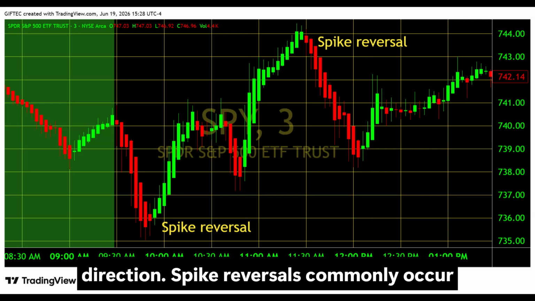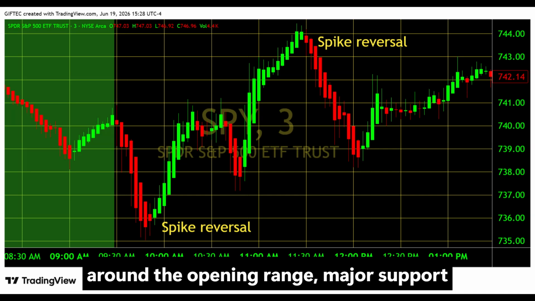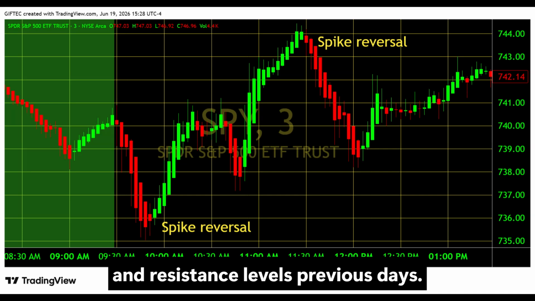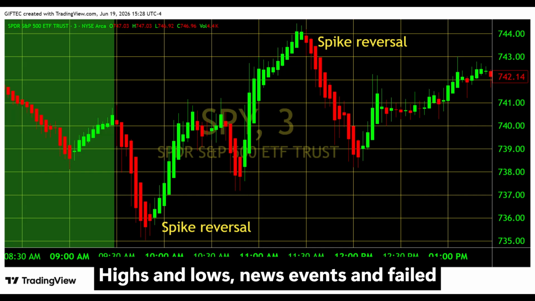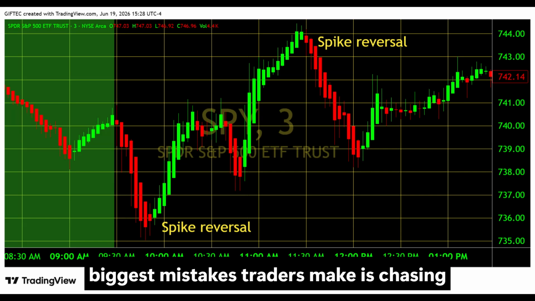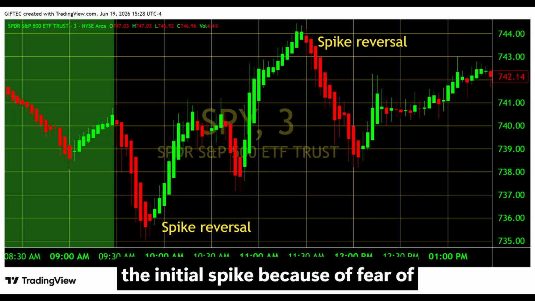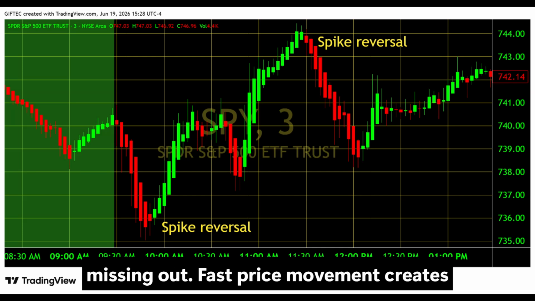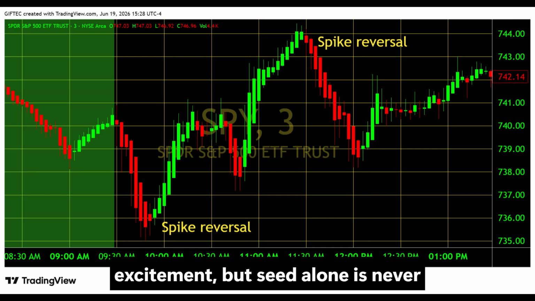Spike reversals commonly occur around the opening range, major support and resistance levels, previous day's highs and lows, news events, and failed breakouts or breakdowns. One of the biggest mistakes traders make is chasing the initial spike because of fear of missing out. Fast price movement creates excitement, but speed alone is never confirmation.